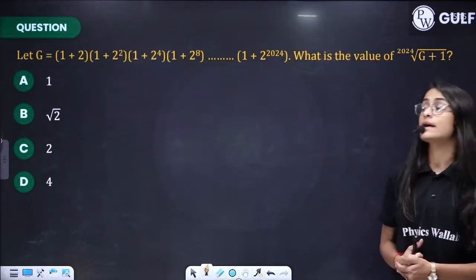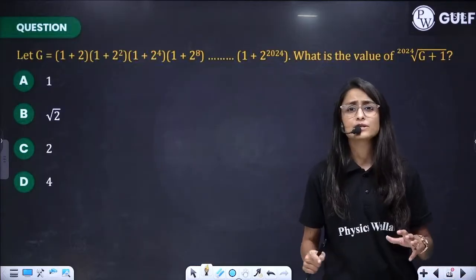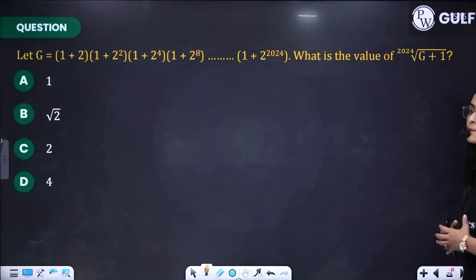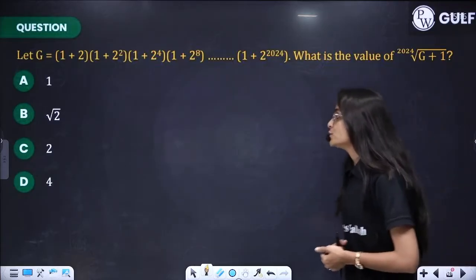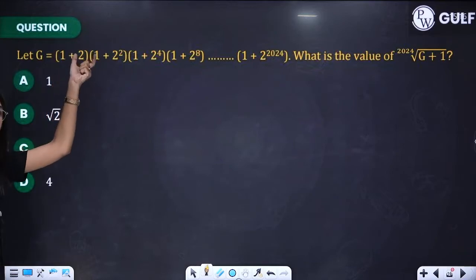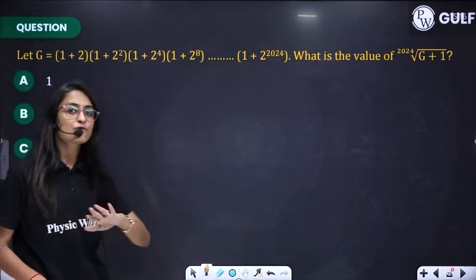Let G be 1 plus 2 multiplied by 1 plus 2 square, and it is going on and on. See, there is a pattern being formed already. So what's the value of the 2024th root of the square root of G plus 1? So here, can I write this as, see, 1 plus 2 is equal to 3. Can I write it as 4 minus 1?